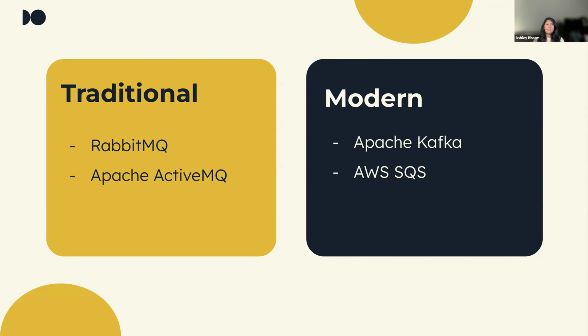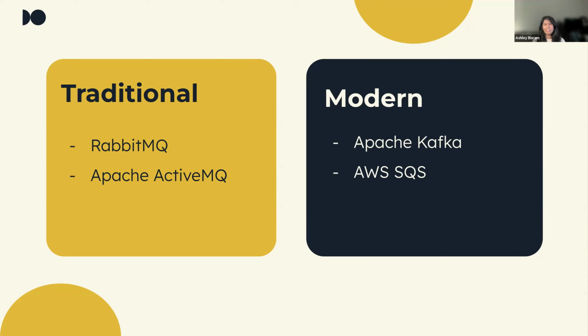So on the slide here, you see that it's divided into traditional and modern message brokers. On the left-hand side, you see RabbitMQ and Apache ActiveMQ. And if you remember from the previous slide, I talked about that priority queue, which is not supported by AWS SQS. But these two message brokers do support that type of message queue. And on the right-hand side, we see modern message brokers such as Apache Kafka or AWS SQS, which we'll be diving into today.